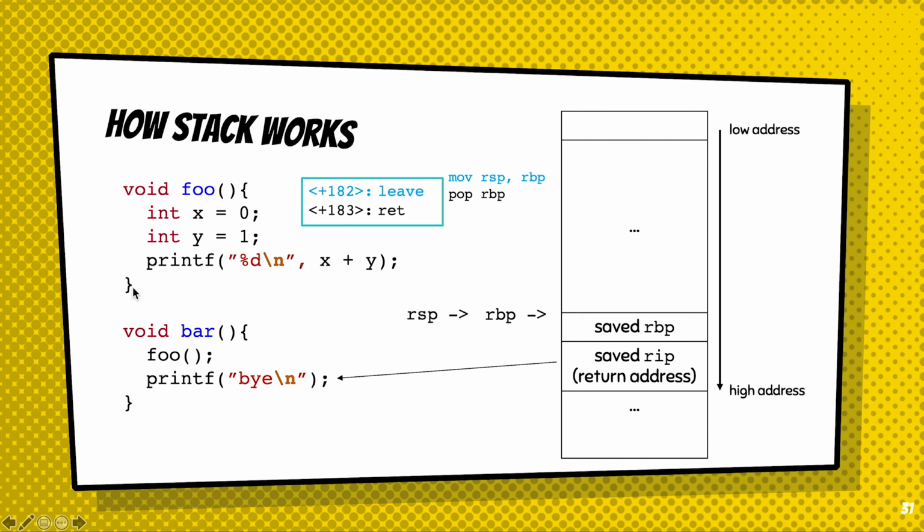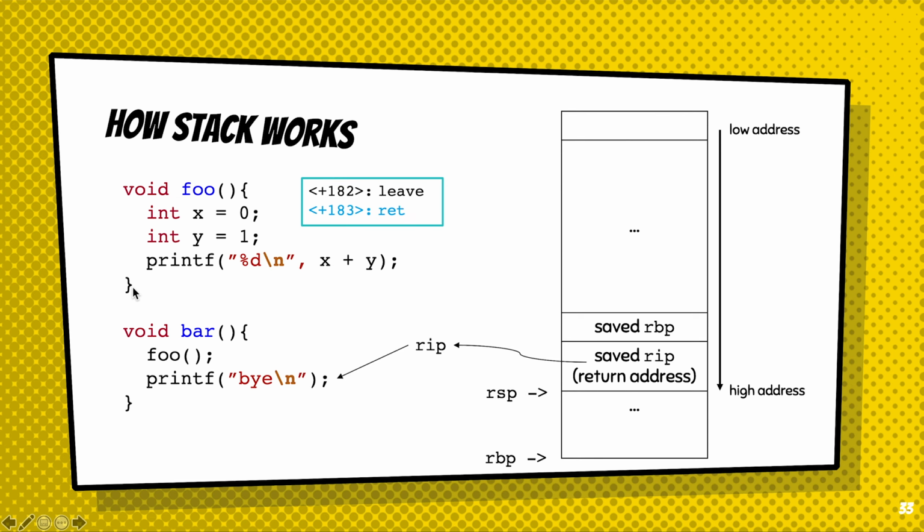When function foo is finished, it's going to call leave and return. The instruction leave is equivalent to move RSP, RBP and pop RBP. So first, the value of RSP will be equal to the value of RBP. And then for pop RBP, RSP will be added by 4, and RBP will turn back to be the original value that's saved on the stack.